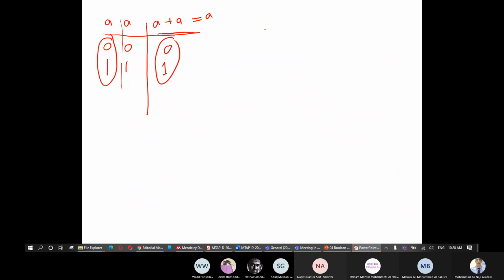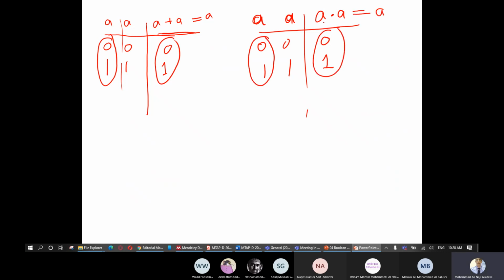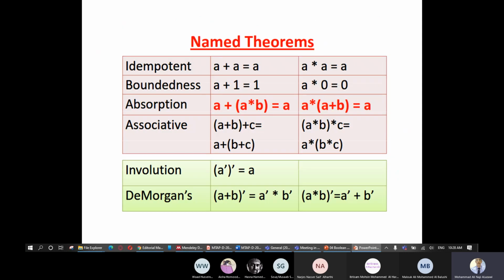How about the other option, which is A and A? 0, 0, and 1, 1. A dot A: 0 and 0 is equal to 0. 1 and 1 is equal to 1. And the result is the same as A. All right? So this is what I call the idempotent theorem.